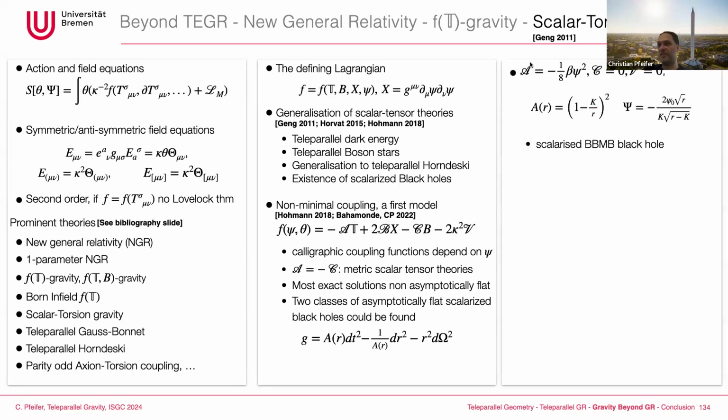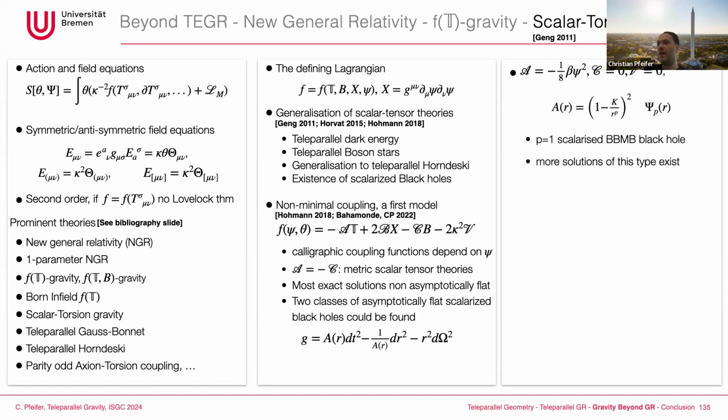And if we choose the scalar coupling function, which couples to the torsion scalar, in this form, set the C coupling to 0 and the potential to 0, we find in this teleparallel scalar torsion theory a so-called BBMB black hole with a certain scalar field. It has a problem that the scalar field diverges at the horizon. But more generally, such solutions of this form exist where one also gets scalar fields which are smooth at the horizon, and some even vanishing.